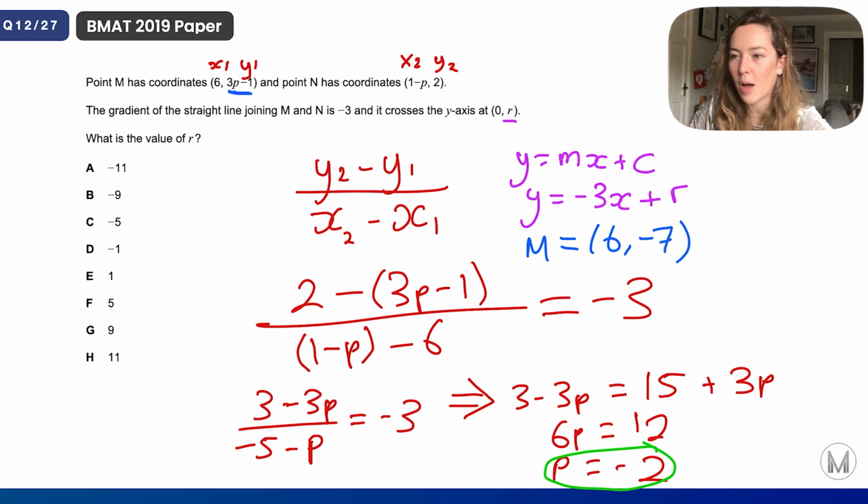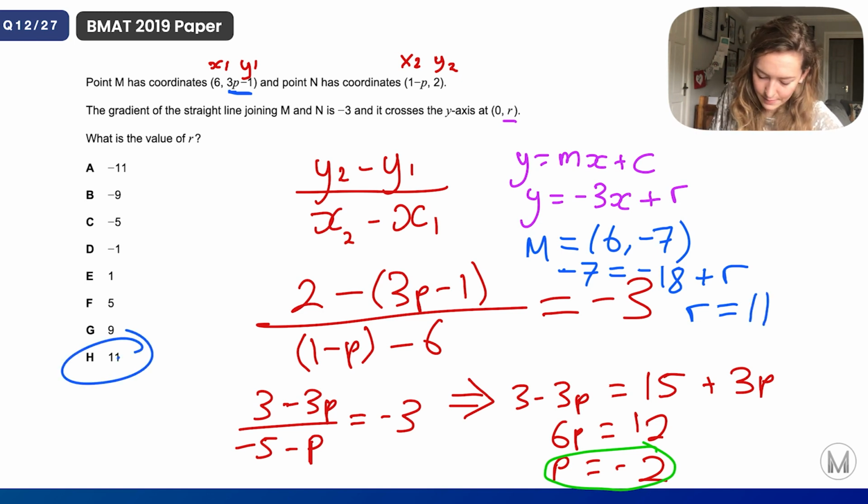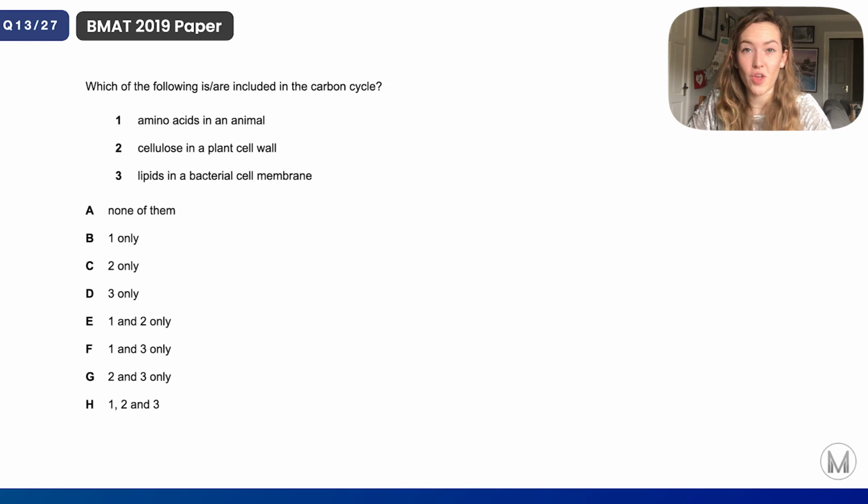You can see we've got that information up here. Therefore, we can plug in our values for that equation. So we can say that y, which is minus 7, which we've just worked out, is equal to minus 18 plus r. Therefore, our value of r has to be 11. So our answer is H. Question 13. So this is quite a quick question. Our amino acids, cellulose and lipids all contain carbon atoms. Therefore, they are all involved in the carbon cycle. So our answer is H.